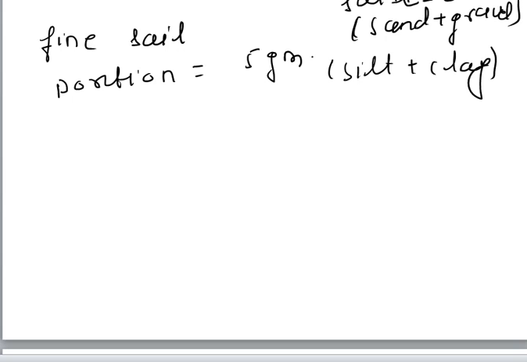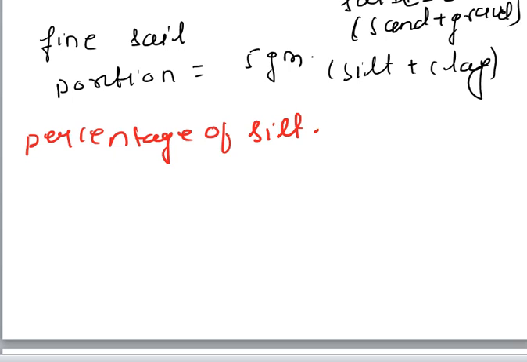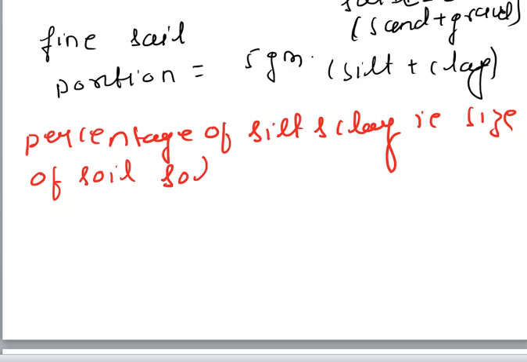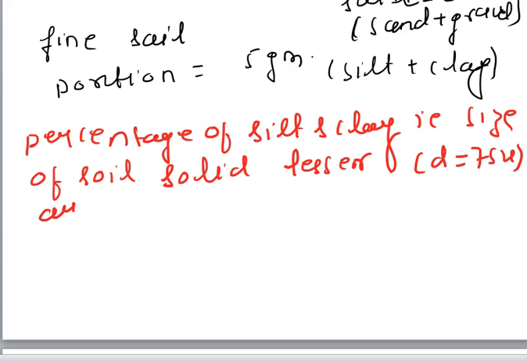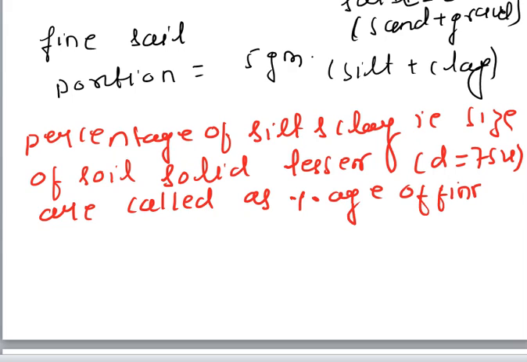And make a note here that the percentage of silt and clay, that is size of soil solid lesser than D equal to 75 micron, are called as percentage of fineness in soil.